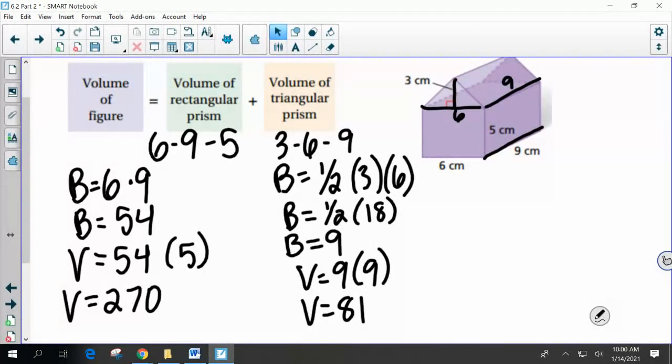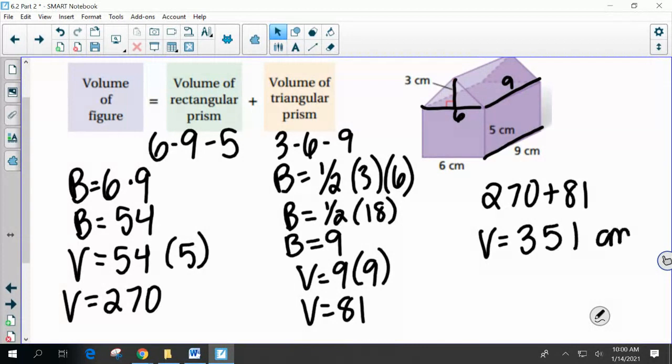Now, what do you think I need to do with the 2 numbers, the 2 volumes? Add them together. We're putting the roof on top of the house, so we're adding them together. So 270 plus 81 is 351. So 351 centimeters cubed.